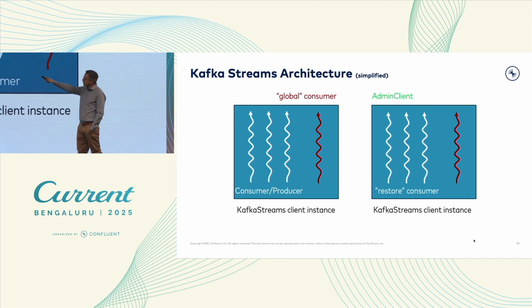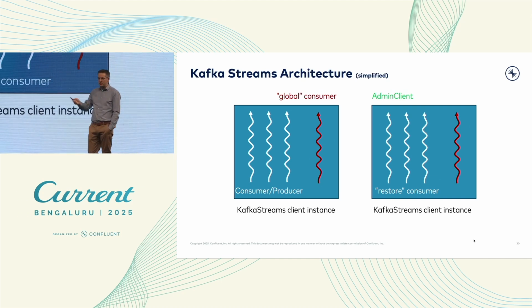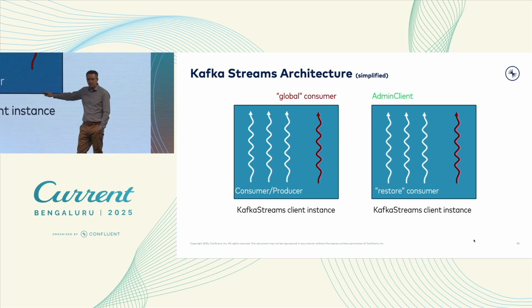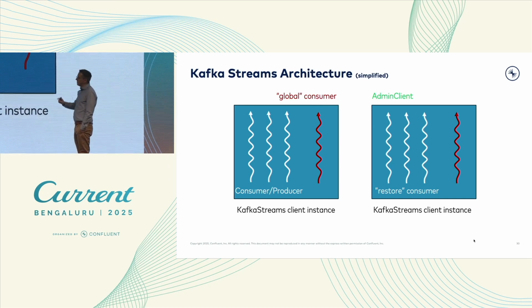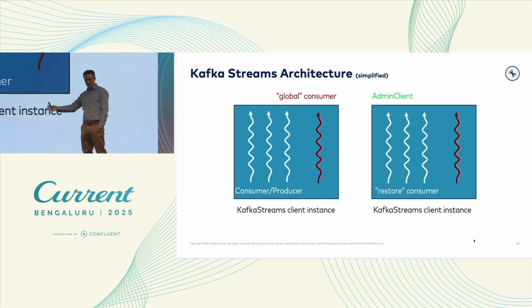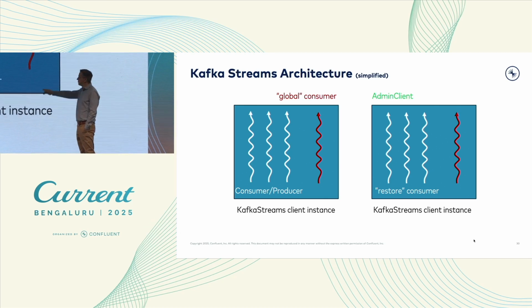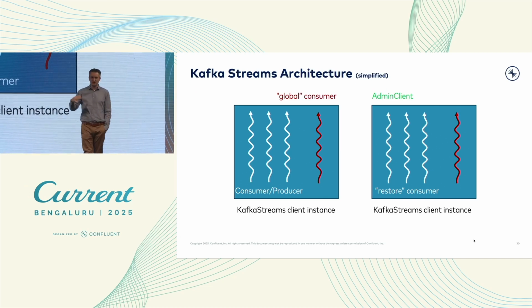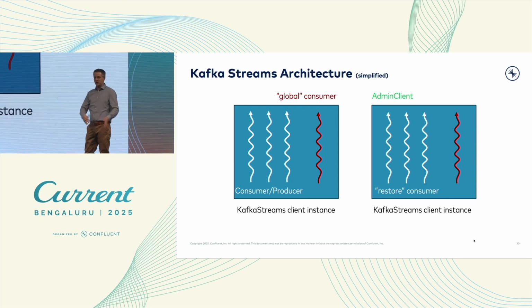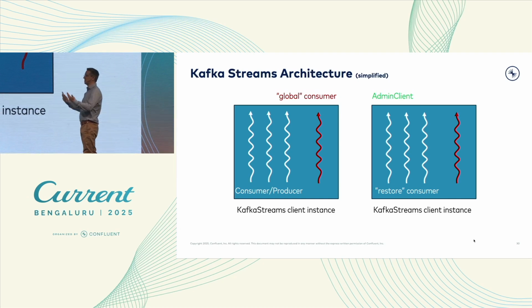So every processing thread has a consumer and a producer naturally. So we have 2 clients per thread. In addition to that, we actually also need a restore consumer for state restoration. And the main reason is the main consumer, as we call it, is part of a consumer group. So we use the subscribe pattern. We give a topic name and we subscribe. However, for restoration, we actually need to assign partitions manually. And the consumer API does not allow you to mix both. So either you subscribe or you assign. And so we need 2 clients because we need both patterns.